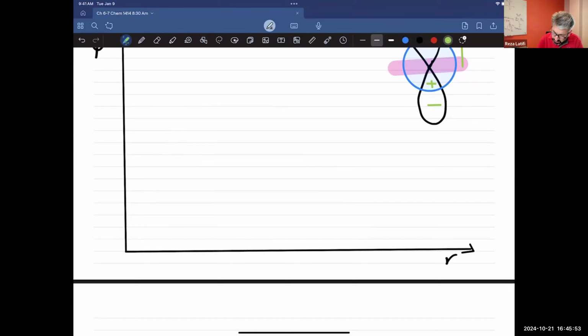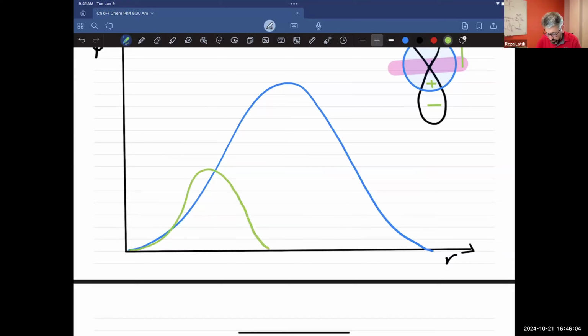So I'm going to say this is the 3d orbital. The 3p orbital will be like this. You get 1 bump here, and the second bump will be there. So this is going to be the 3d orbital, and that one is the 3p orbital. And the max point for the 3p orbital comes after the 3d orbital.